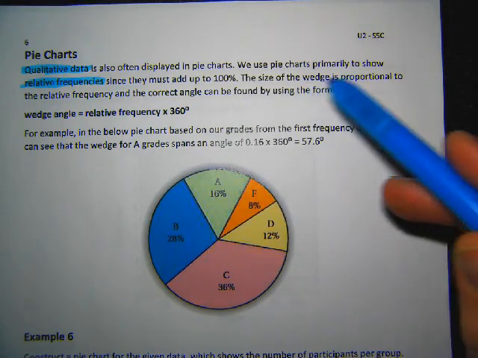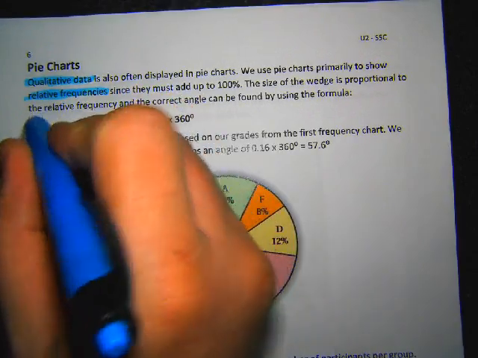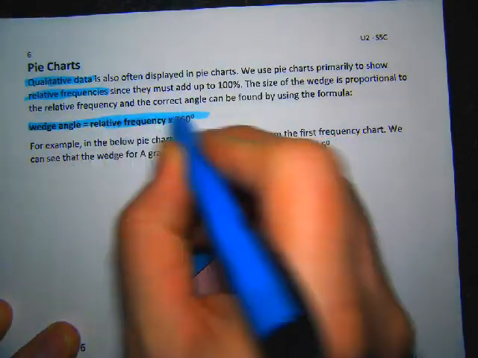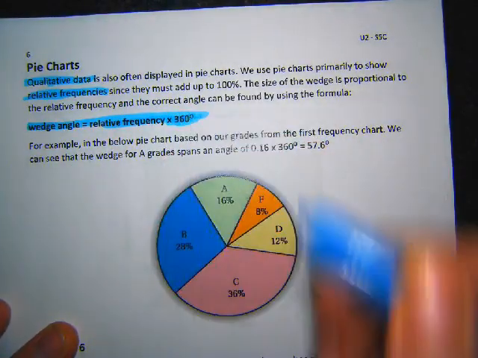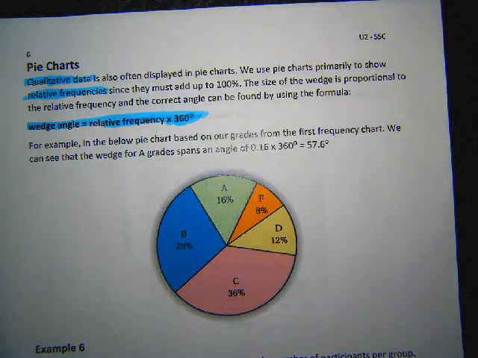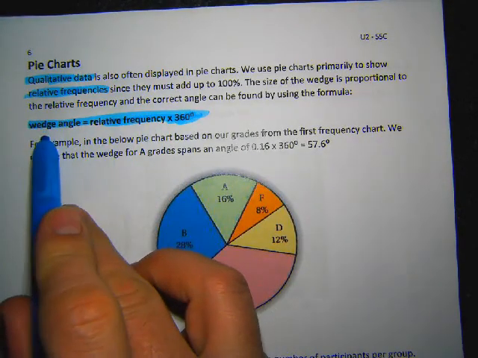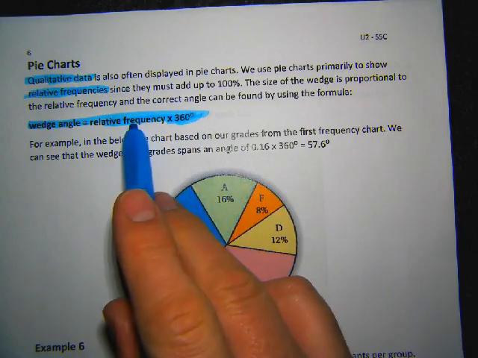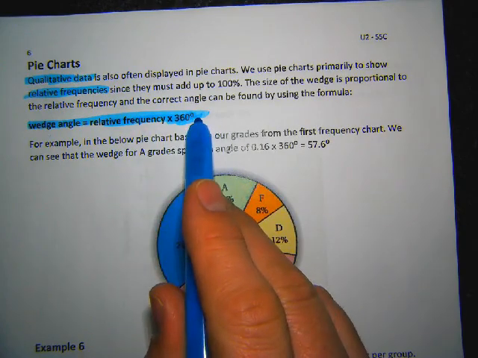The correct angle is found by using this formula. So this is how you find the size of the wedge. You take the relative frequency times 360 degrees, of course 360 degrees because that's a full circle. Multiply that and it'll give you the wedge angle. The relative frequency is a percent or a fraction, so multiplying you'll get part of the 360.